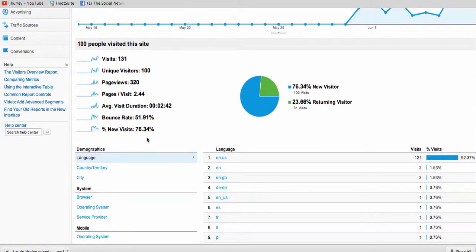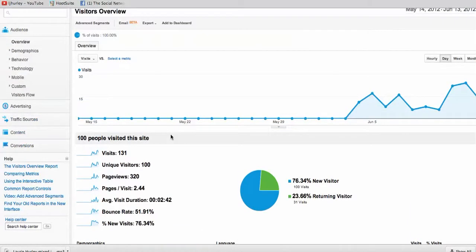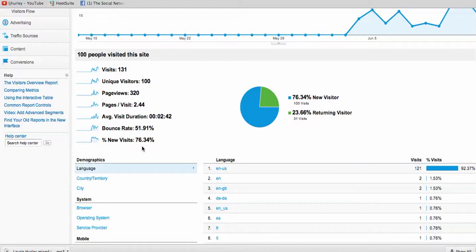And then how many new visitors? And obviously the more current your Google Analytics is, meaning mine has not been up long, the percent of new visits is going to go down. So last week this was up in the 80s. Now the new visitors are at 76%, which means people have come back to visit my site.